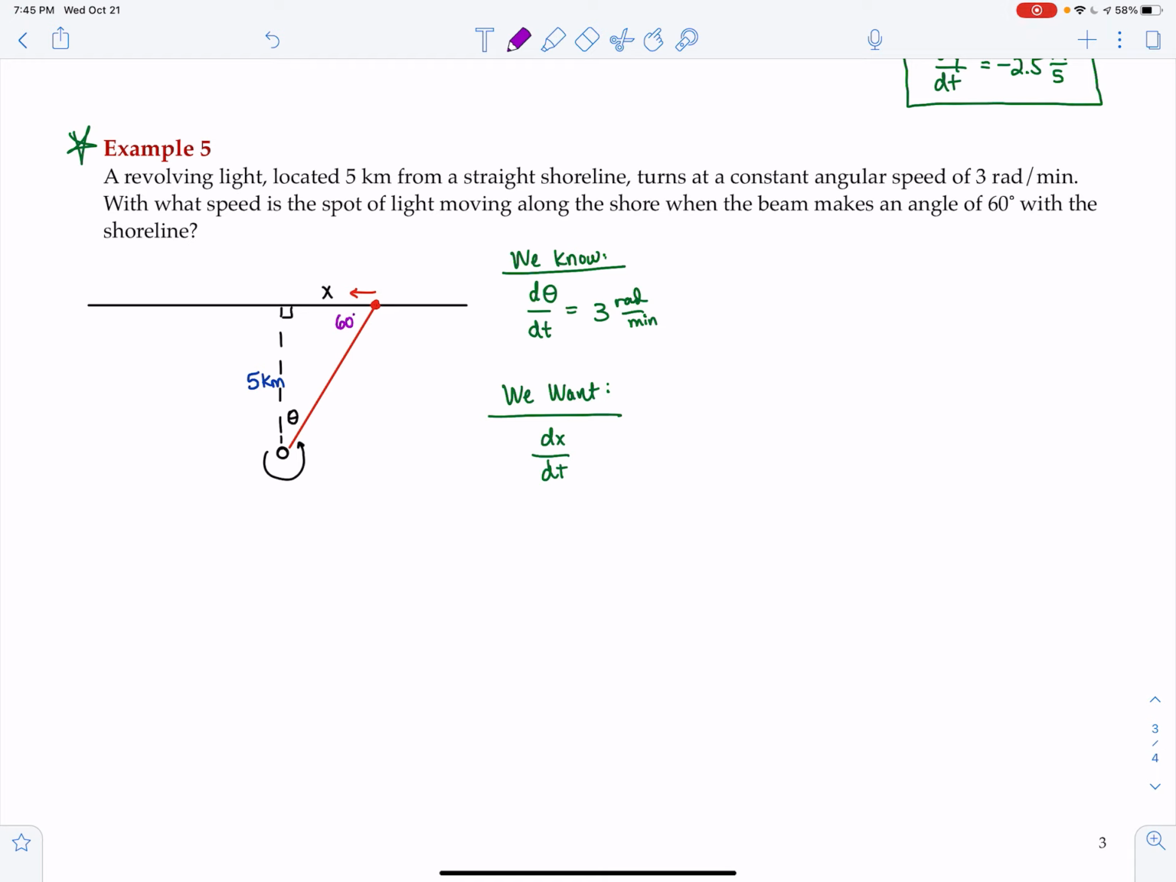So looking at this picture, looking at what we know and what we want, is there an equation we could set up that relates theta and x without any other unknowns? And I would argue that yes, there is, because if we took the tangent of theta, that's the opposite over the adjacent, well, that would be x over 5. And if we are looking for dx dt, let's just go ahead and get x by itself by multiplying both sides by 5. And here we have an equation relating x and theta.